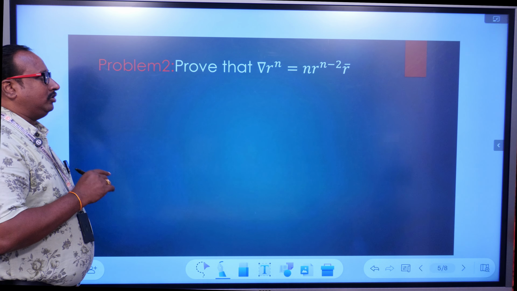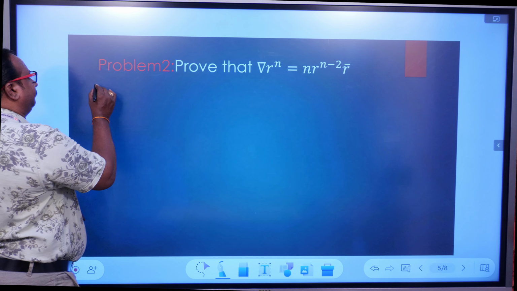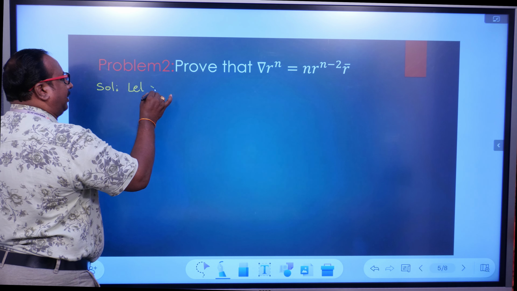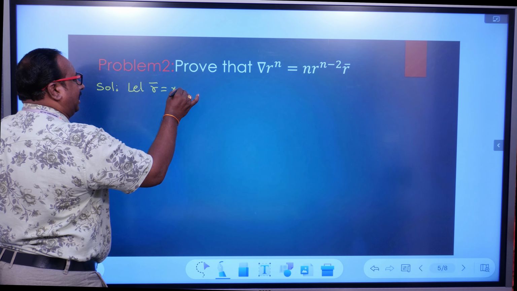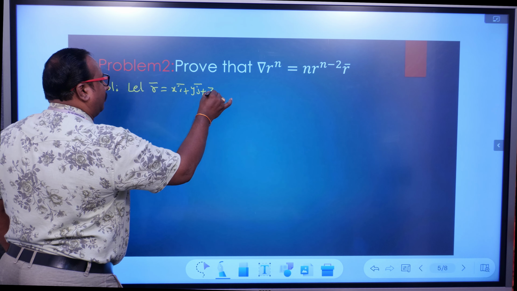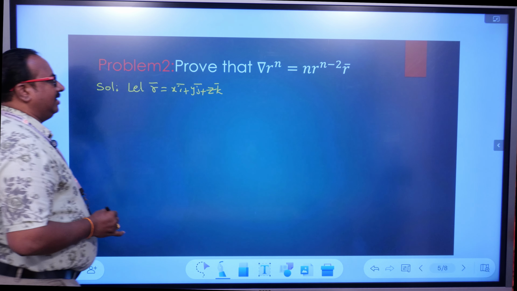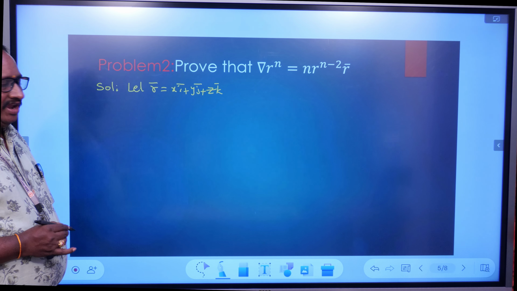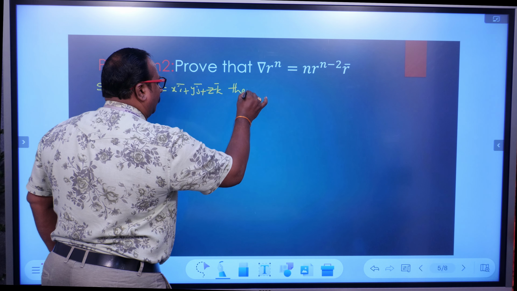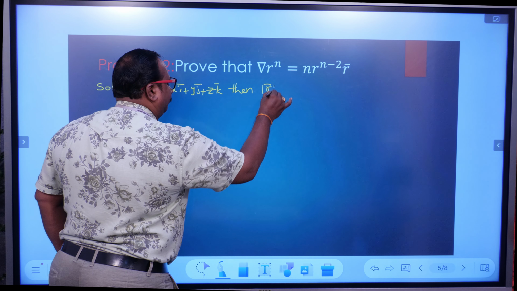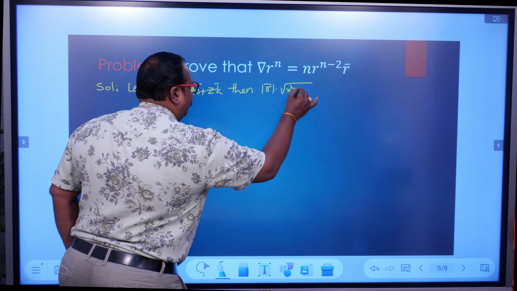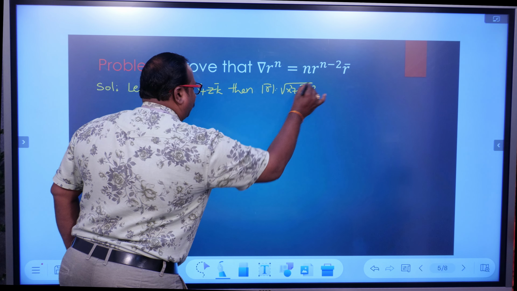So if you want to prove this, first we have to take r bar. What is r bar? r bar equals x i bar plus y j bar plus z k bar. Okay, then we know that mod r bar, that is root over x square plus y square plus z square.